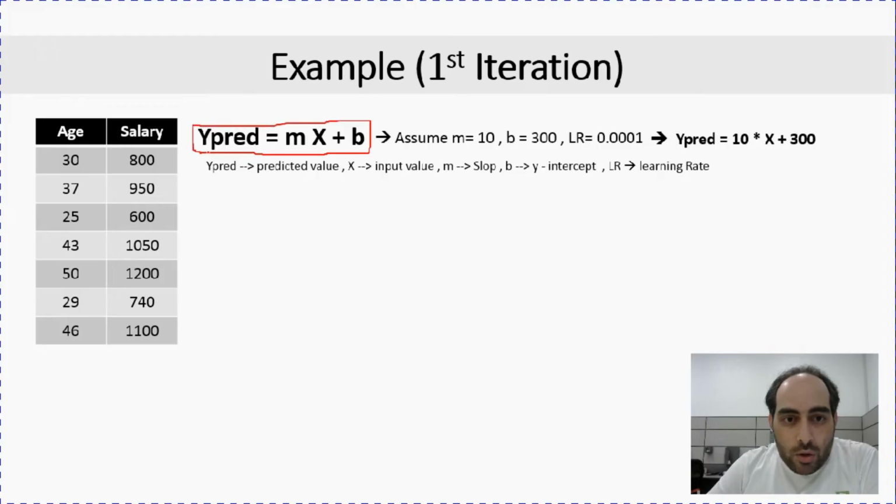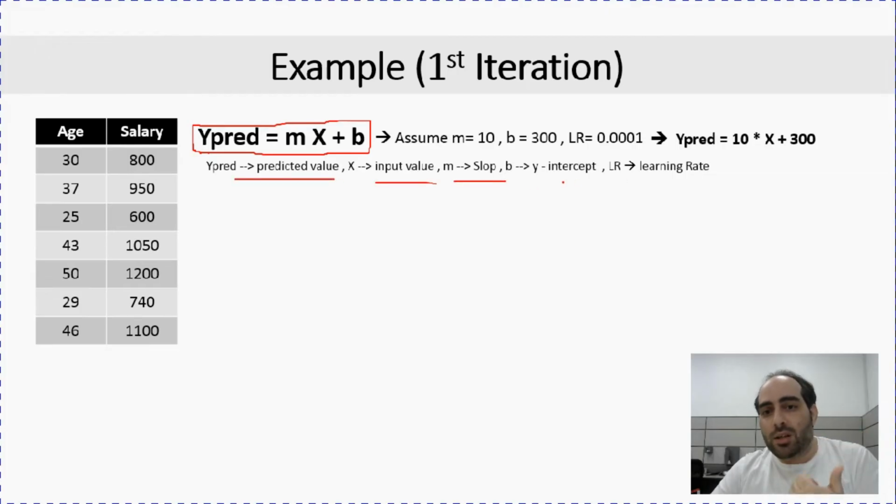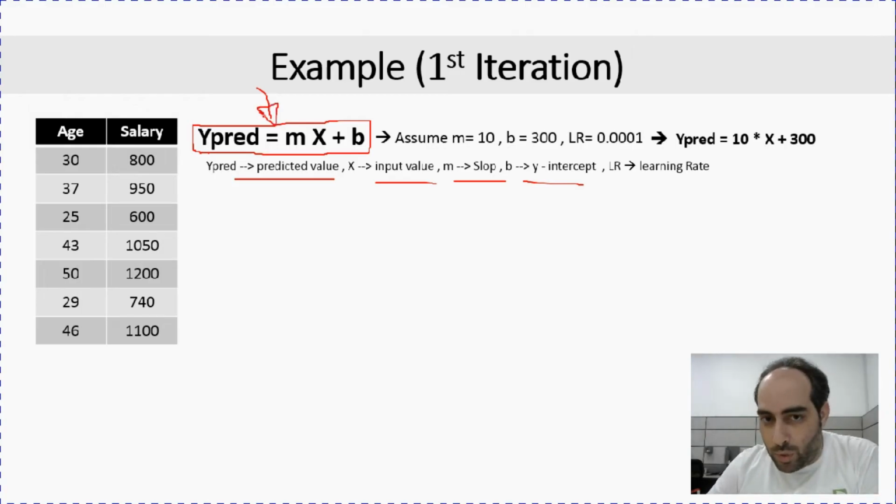So the way to do it is, first of all, I need to start with a line equation, right? The straight line equation, which is y predict, which is the prediction, of course, equal to mx plus b. Again, m is what? M is going to be the slope, x is going to be the input value, y is the prediction, and b is the intercept. So this is what is available here in this equation. We need to start with this equation, number one.